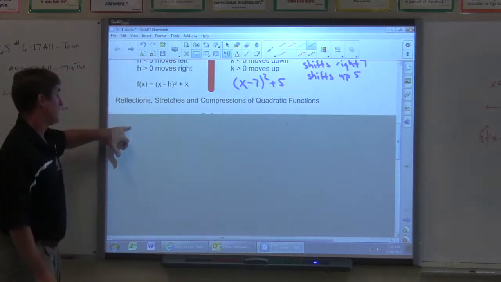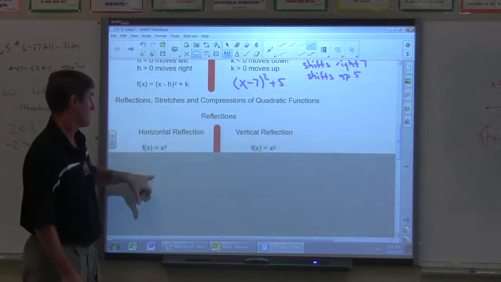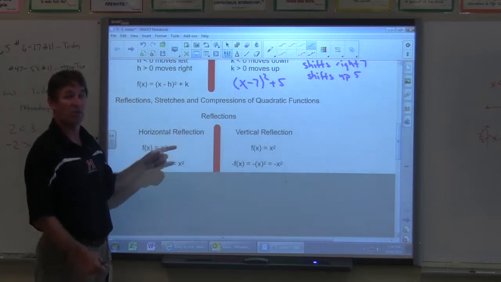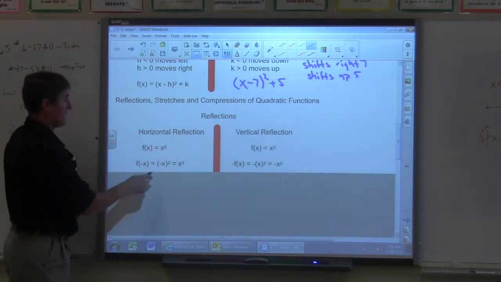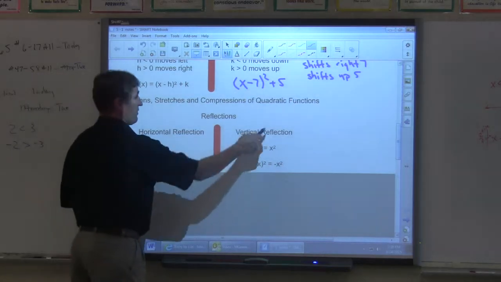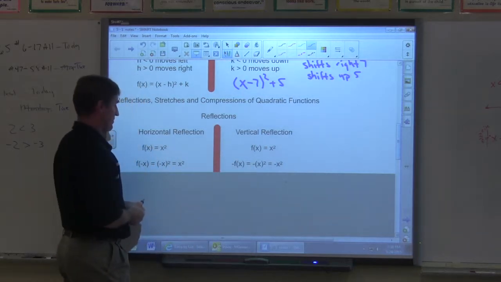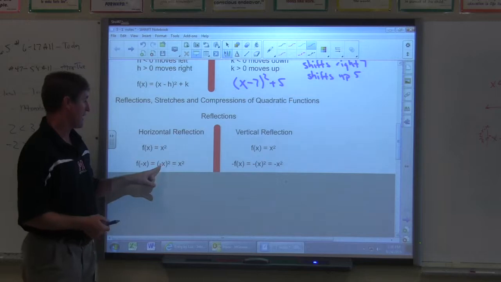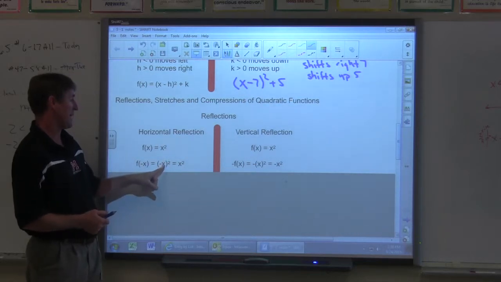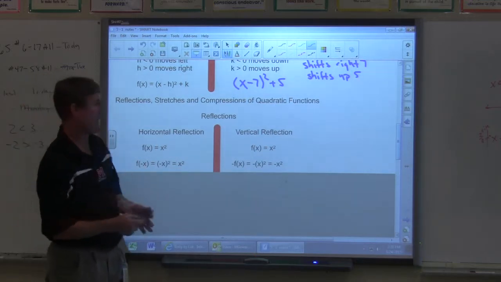The same thing happens with reflections, stretches, and compressions of quadratic functions. So reflections, remember, horizontal reflection, horizontal is inside. So the negative sign goes inside the parentheses. It just affects the x. A vertical reflection is outside. So it's outside the parentheses, outside the x squared. So here, when you write it this way, you would get negative x squared. So remember, the squared affects both the negative sign and the x, so it ends up being exactly what it was.